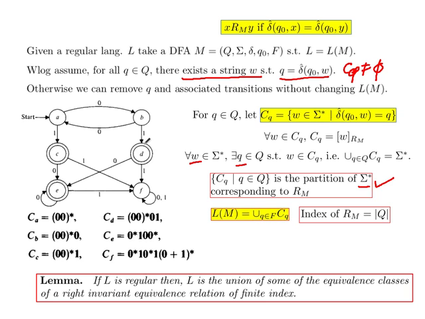And what is the index of this Rm? So these are the equivalence classes. How many equivalence classes? The equivalence classes are in one-to-one correspondence with the states themselves, right? So the number of states is the number of equivalence classes. The index of this thing is just the number of states, right? Okay. So we have a bijection between this capital Q and this partition.